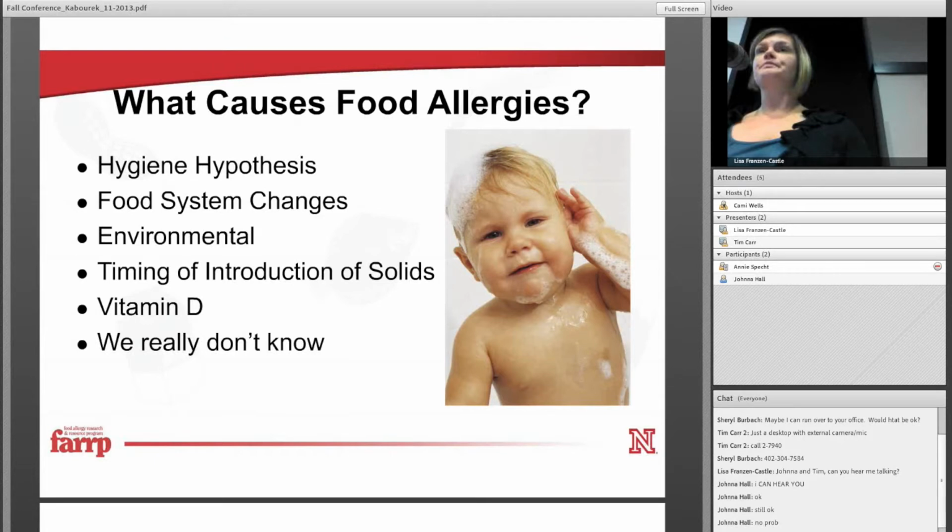There is also some thought that vitamin D deficiency is causing our immune system to pick on something else like a harmless protein in food. But really we don't know. There's not any one answer for why food allergies are rising and why they exist.